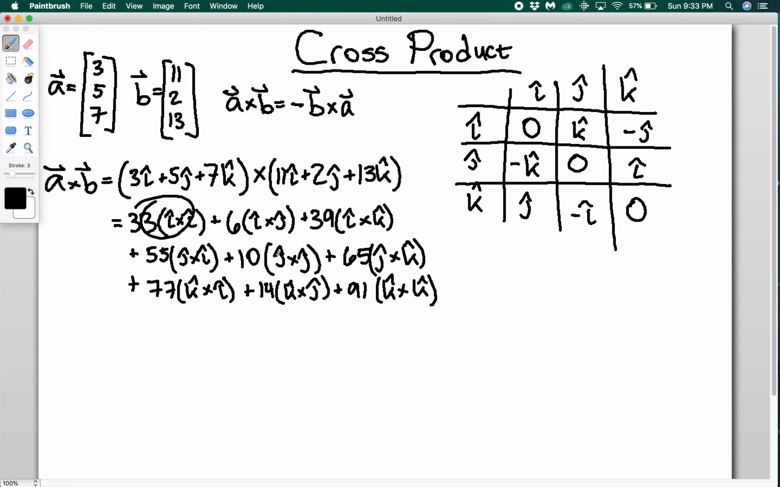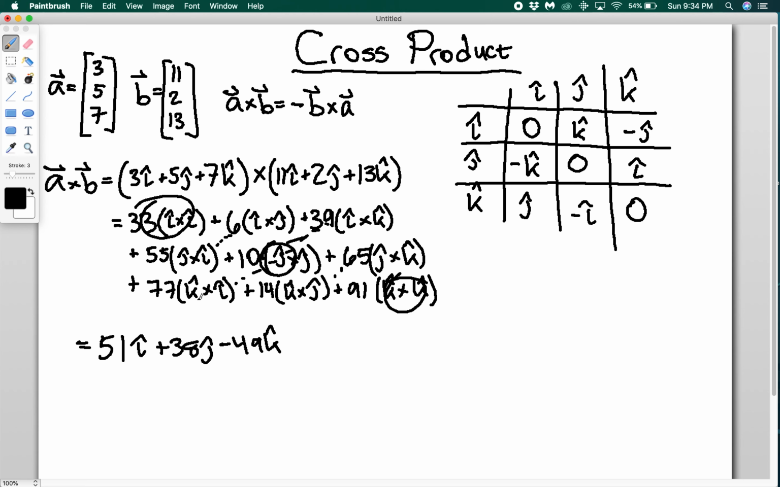Now, these are all 0. And then for the rest, you're going to have to combine like terms. So you'll have to combine these two here, and these two here. Because k cross j is negative i, j cross k is positive i. So you'll subtract these two, subtract these two, subtract these two. In the end, what you should get, if you do all of your math very carefully, is 51 i hat plus 38, wow, I said 38, but it's 83, 83 j hat minus 49 k hat. Okay, and that's your cross product.